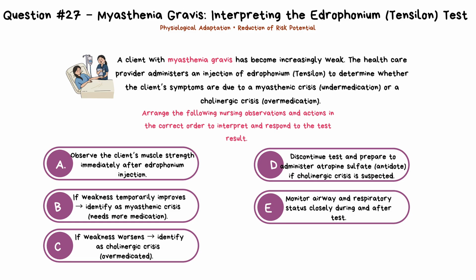C. If weakness worsens, identify as cholinergic crisis. The client is over-medicated. D. Discontinue the test and prepare to administer atropine sulfate, the antidote, if cholinergic crisis is suspected. E. Monitor airway and respiratory status closely during and after the test. Think through this carefully. Which step comes first for safety, and how would you interpret improvement versus worsening?